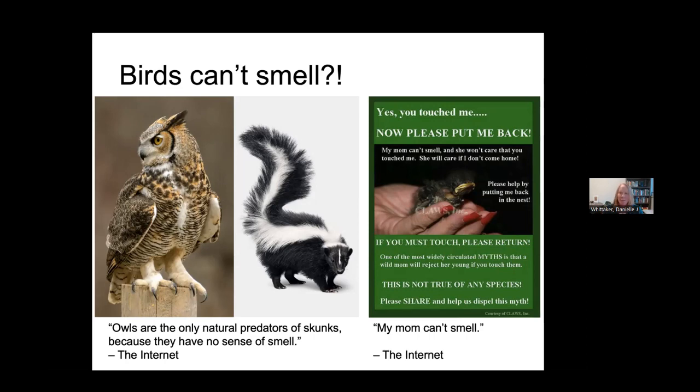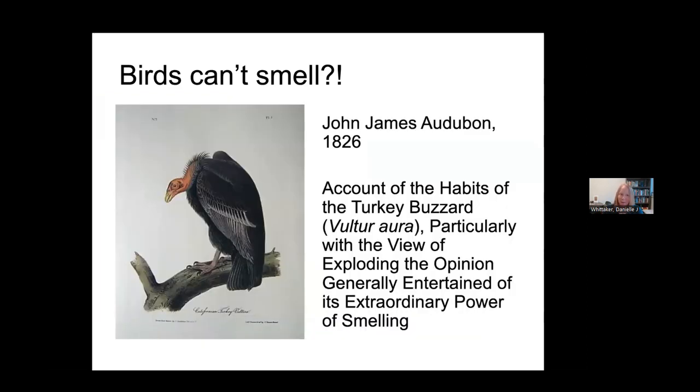Where does this idea come from, though? Well, much like the ideas about humans and our sense of smell, it dates back to the 19th century, and it actually dates back to John James Audubon himself. In this paper he published in 1826 with the title, Account of the Habits of the Turkey Buzzard, particularly with the view of exploding the opinion generally entertained of its extraordinary power of smelling.